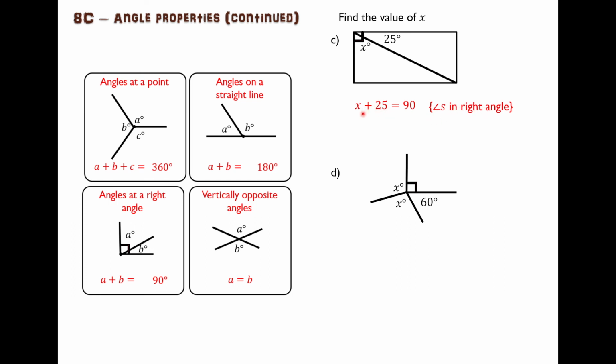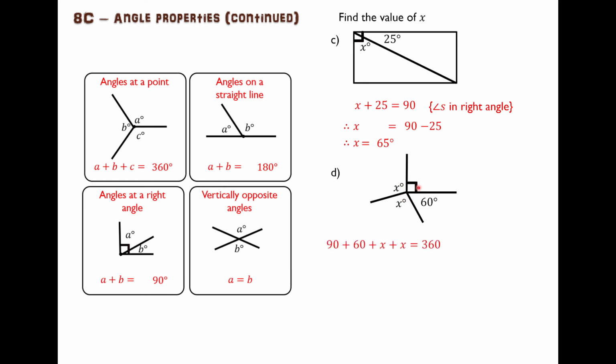Now to solve this, x stays where it is. The 25 will move to the other side, become negative 25. x equals 90, take 25. x equals 65 degrees. One last one. I've got 4 different angles here that add up to make a full revolution. Which of these 4 situations do you think I have? I have this one, angles at a point. So these angles added together equal 360 degrees.